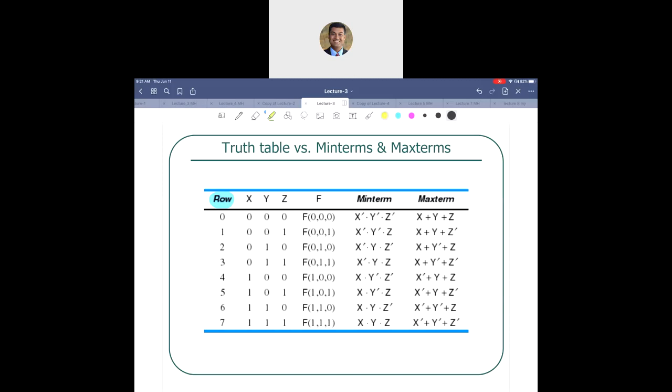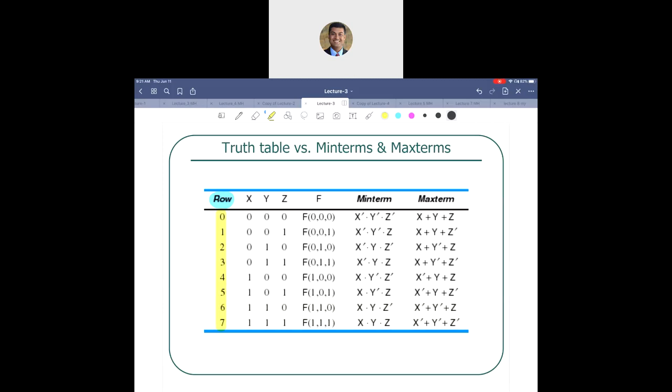Those row numbers are from 0 to 7. So 8 of them for a 3-input case. Then it will be 0 to 15 for a 4-input case, 0 and 1 for the 1-input case, 0 to 3 for a 2-input case, and so on. You get the idea.